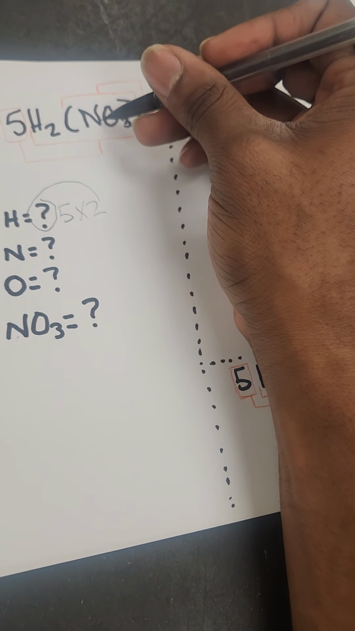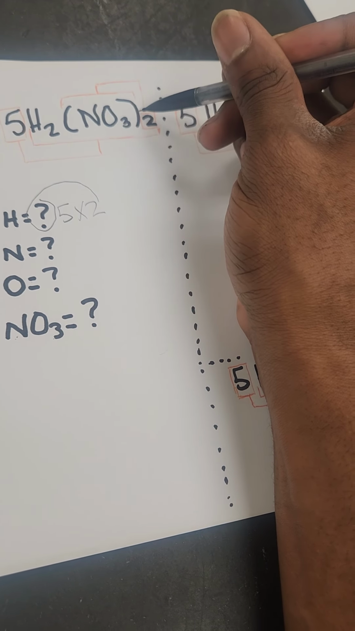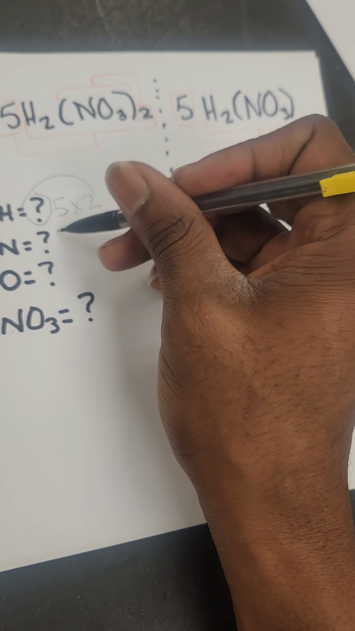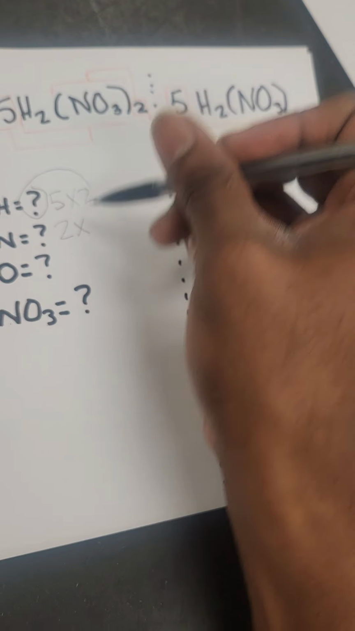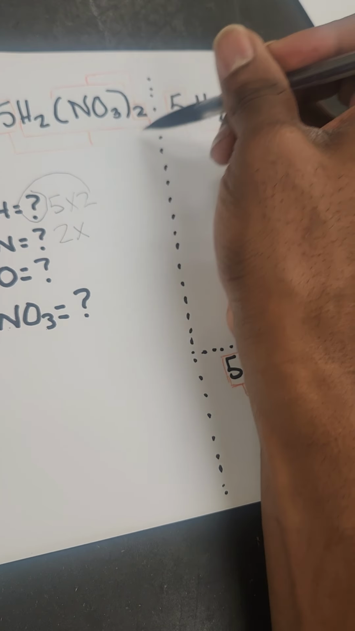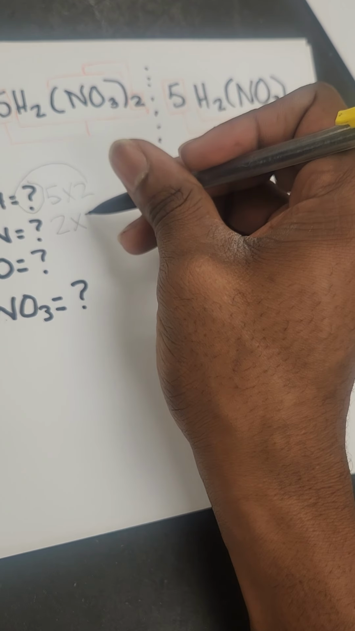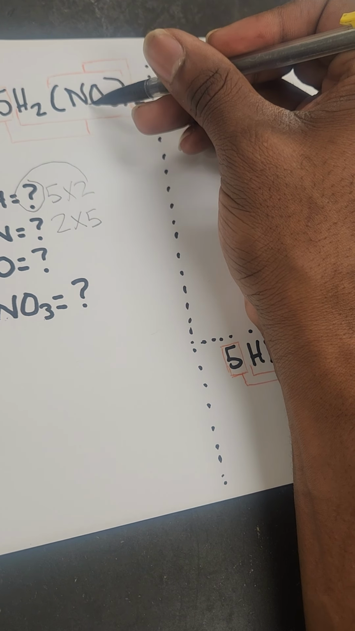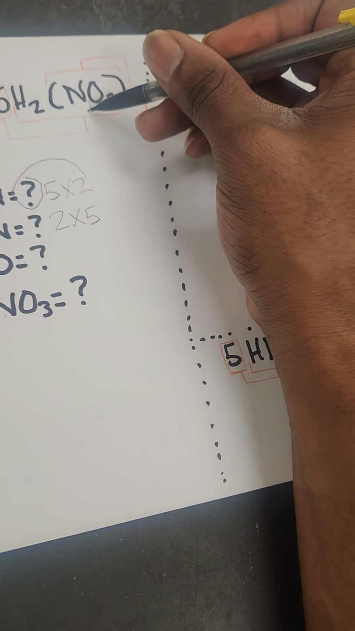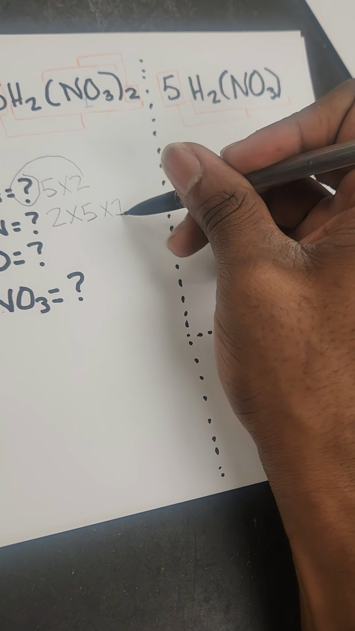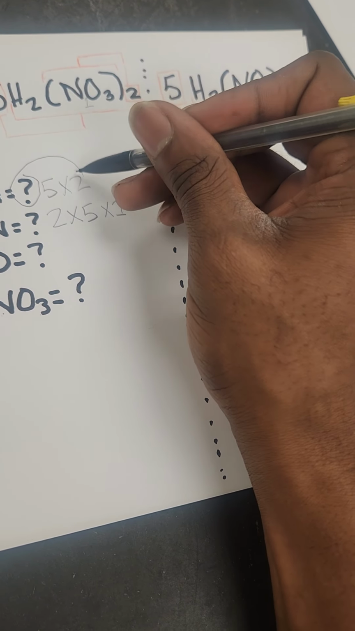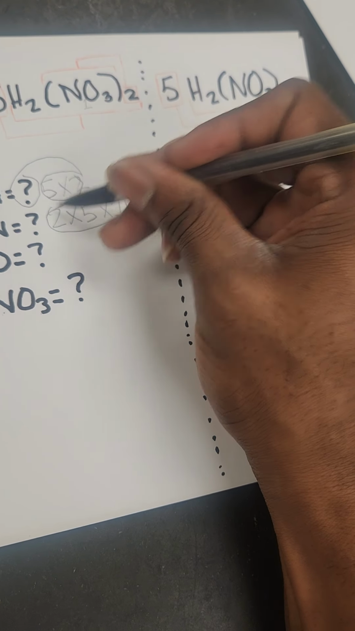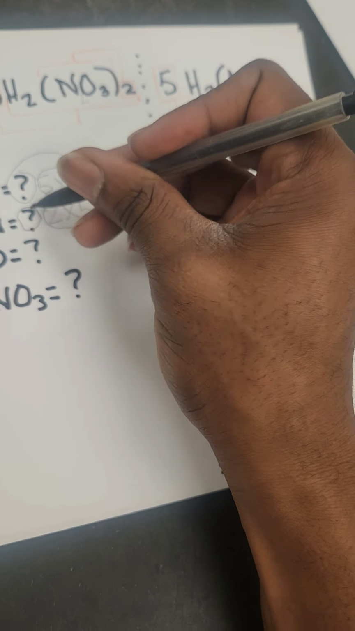For the nitrogen, the nitrogen is inside of the parentheses, so you're going to have to multiply the number that's outside of the parentheses, the 2. Since there's 5 of the whole thing, you're always going to still multiply by 5. And then the nitrogen has no number beside it, so you assume that there's a 1, and you multiply by 1. Just like this gives you your answer for hydrogen, this gives you your answer for nitrogen.